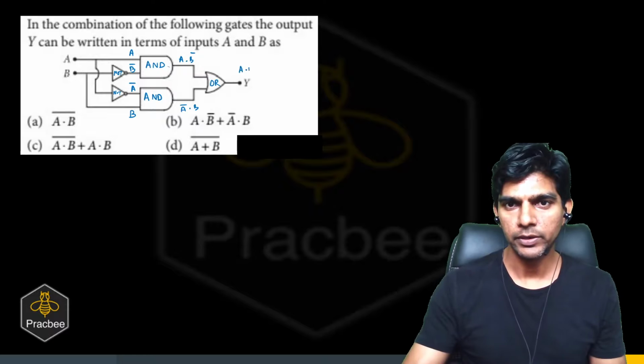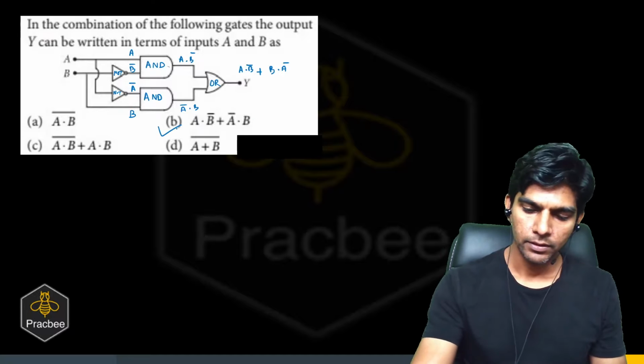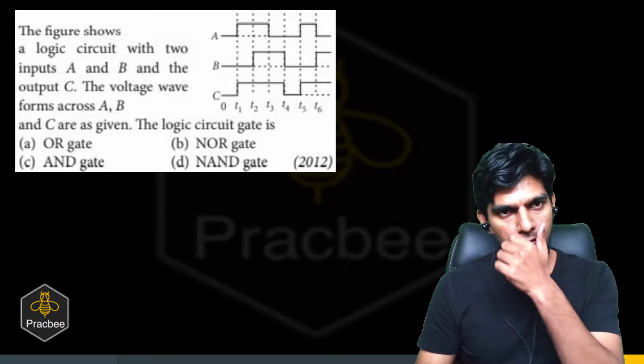So we'll get A multiplied B bar plus B multiplied with A bar. So you can clearly see that option B is the right answer. Okay, now let us see the next question.